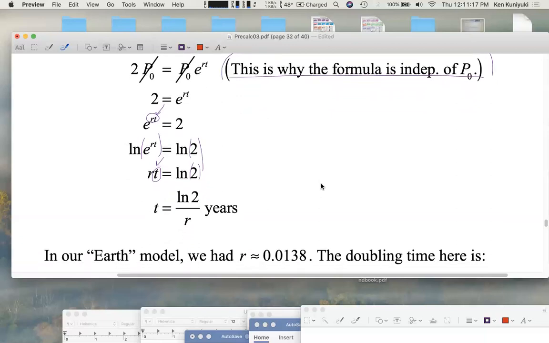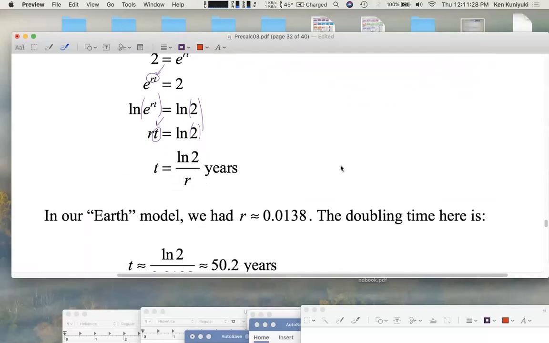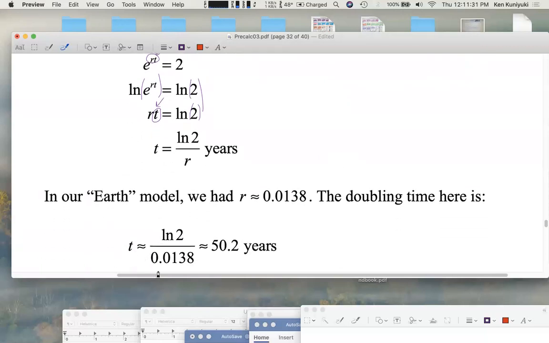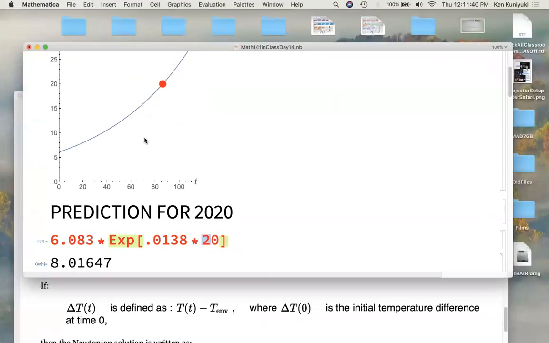Okay. Now, in our Earth model we had before, r was approximated to be 0.0138 based on UN data near that time. So how long would it take for the population to double? So t is about ln of 2 over 0.0138. That's r as a decimal. That's about 52.2 years. So let's look at the Malthusian graph we had before. What we're saying is that in about the year 2050, we're going to double to about 12 billion people. And the graph here does seem to suggest that.